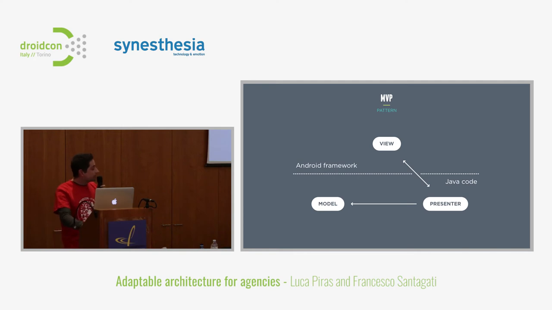Then we looked deeply into the MVP pattern, and we found it is a really good choice for the UI layer of our architecture. It clearly separates the Android framework code from the standard Java code, and so it raises testability of your code and also reusability of code because components are well separated. On the web, you can find tons of articles and interesting blog posts and documentation about the MVP pattern. Francesco, in a few minutes, will show you how we implemented the MVP pattern in our architecture.